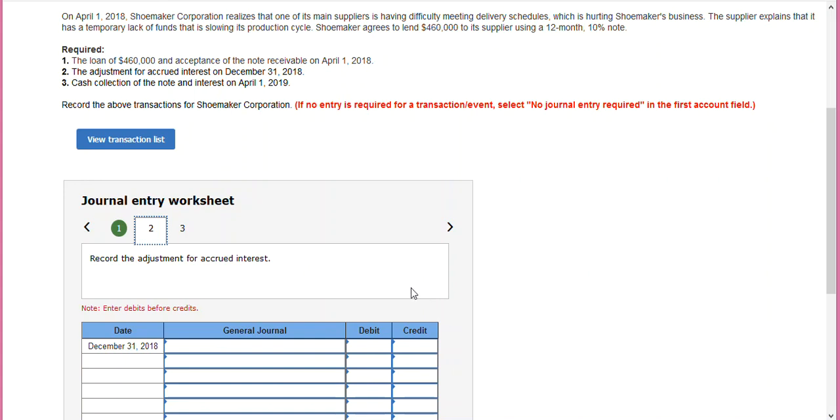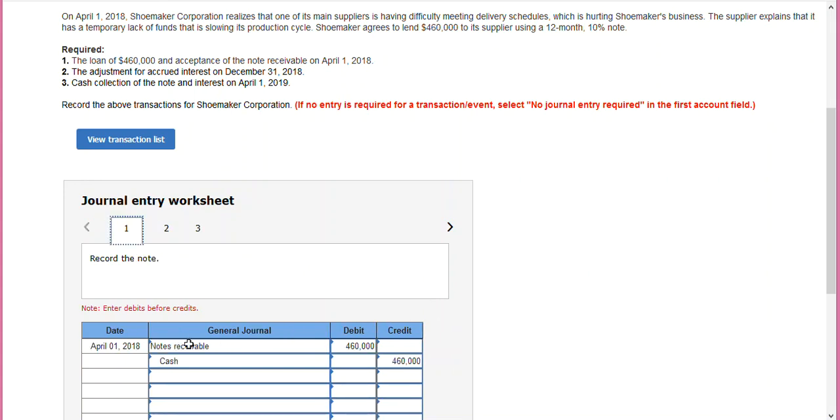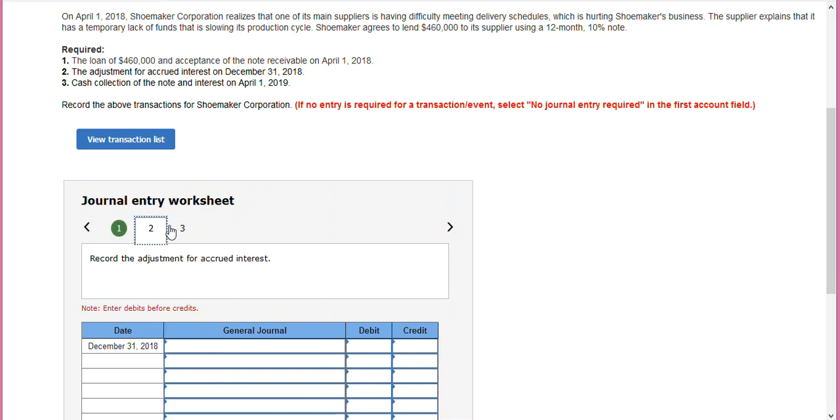And then, well, let's go back just a little bit. That was on April the 1st. The note is a 12-month note, so it's not actually due until the next year, 2019. So when a note straddles a fiscal year, then we have to do an adjustment to record the interest in each year, so that we match our interest with our revenue for that year. So this is the adjustment for accrued interest.